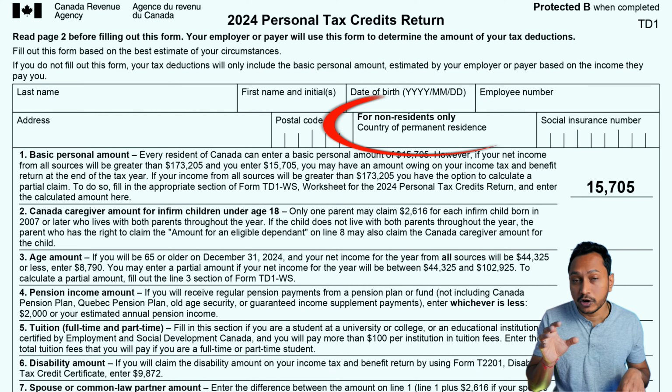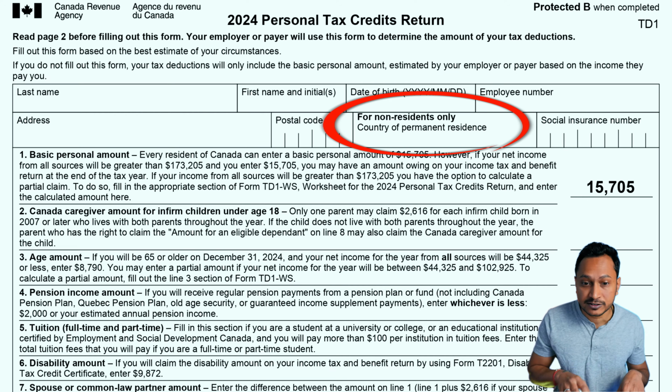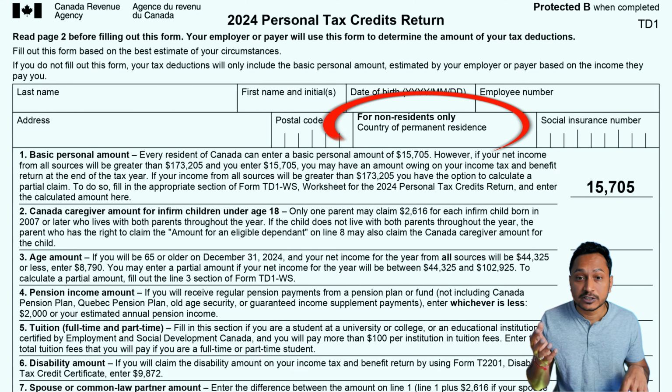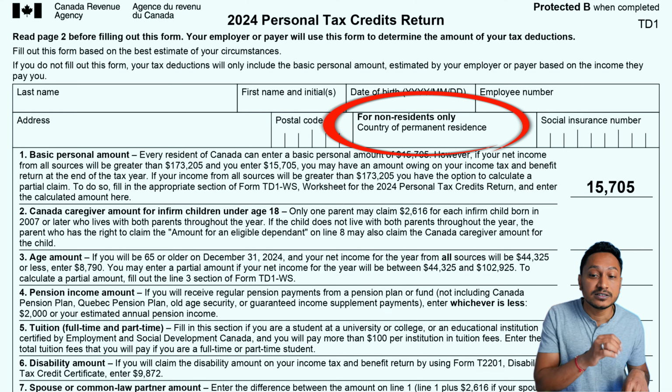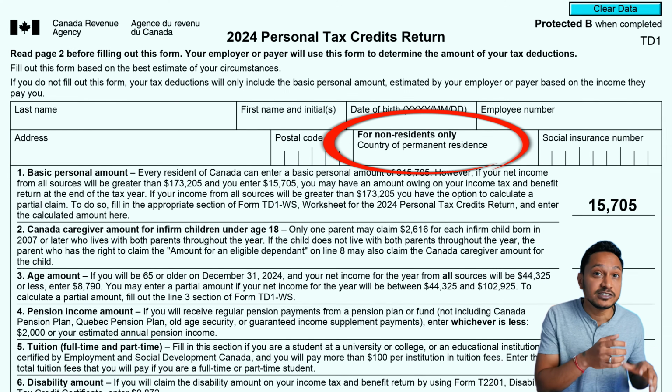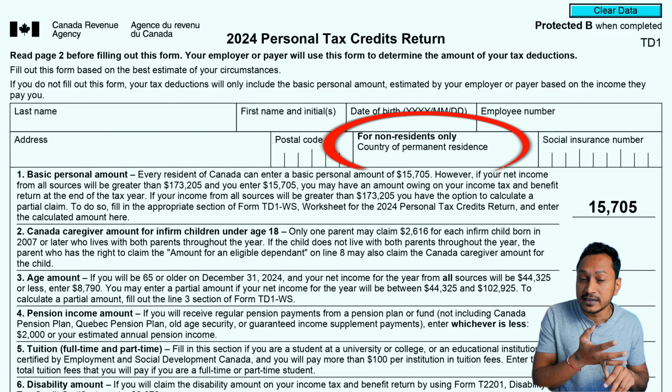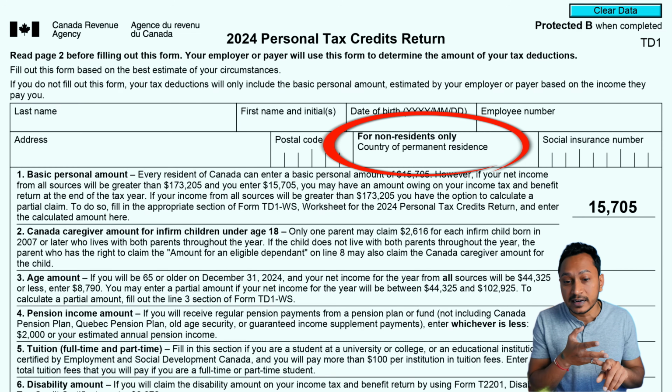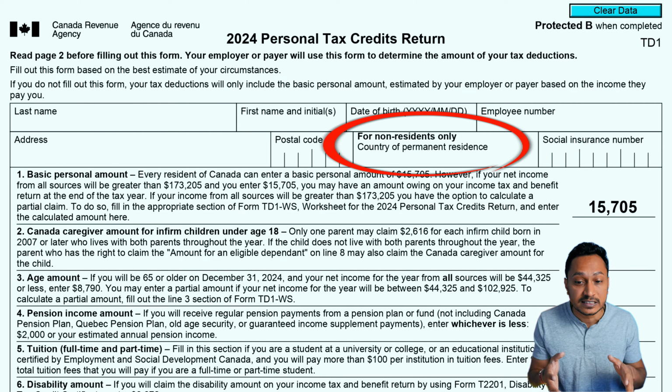Now this part for non-residents only is quite confusing, so let's talk about it. You are a non-resident for income tax purposes only if you normally or routinely live in another country and are not considered a resident of Canada. Also, if you do not have significant residential ties in Canada, you live outside Canada throughout the tax year, or you stay in Canada for less than 183 days in the tax year.